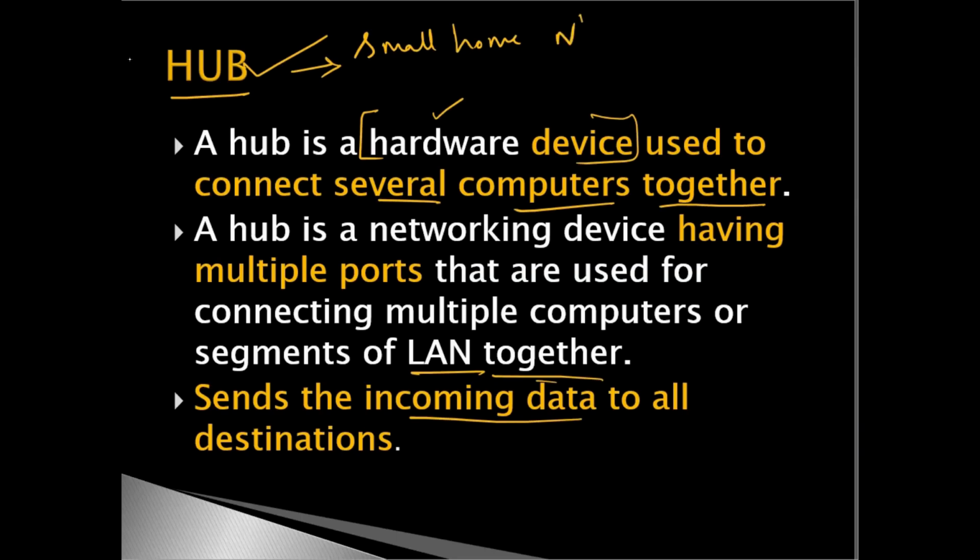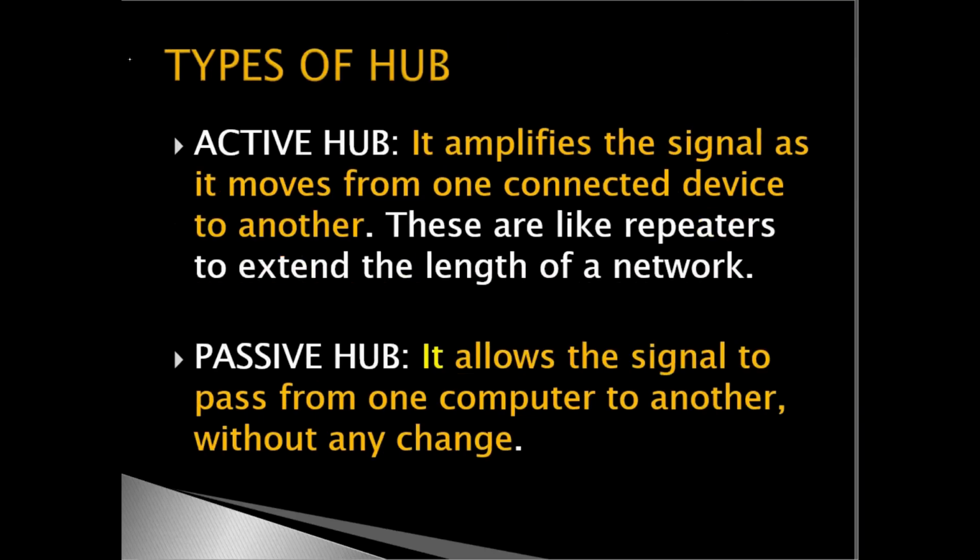In a small home network, we will be using the local area network called LAN. This hub is primarily broadcasting the messages. Whatever messages are received by this hub, it sends to all the other computers in the network. Now we can see the types of hub: the active hub and the passive hub. The active hub amplifies the signal as it moves from one connected device to another. These are like repeaters to extend the length of a network.